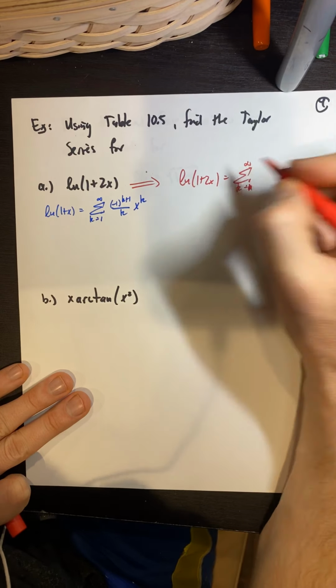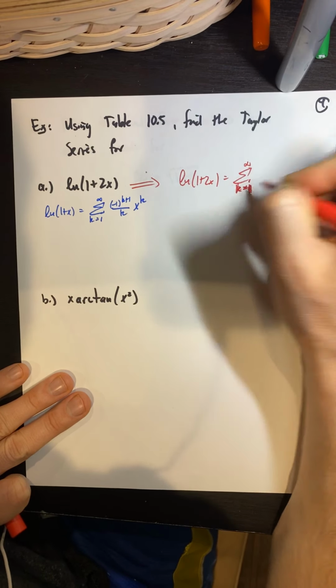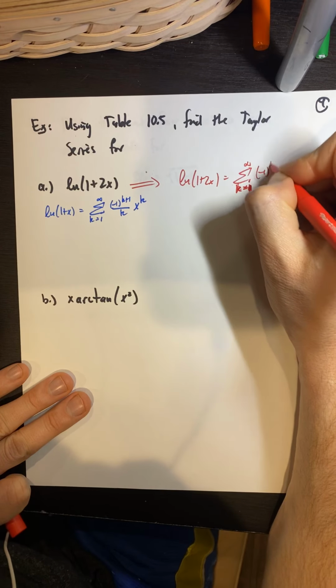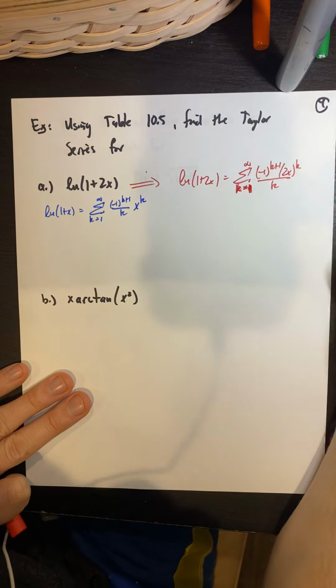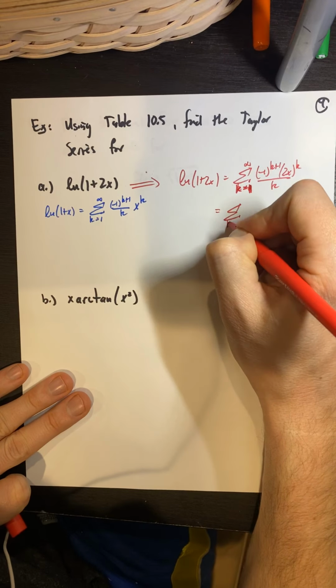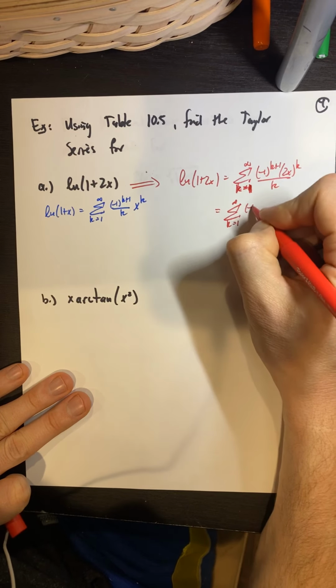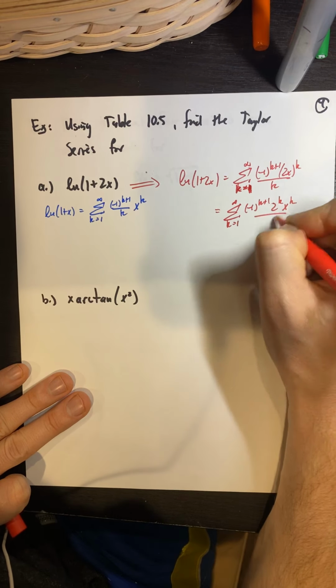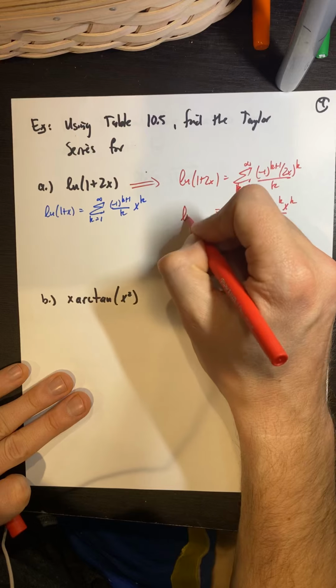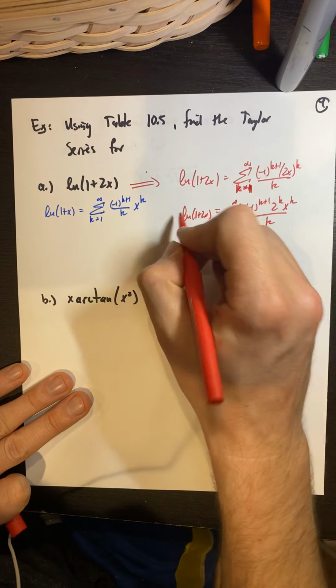So this means ln of 1 plus 2x can be written as the series k equals 1 to infinity. Sorry, k equals 1. A negative 1 to the k plus 1 times 2x to the k all over k. And so reducing this a little bit, I can write this as negative 1 to the k plus 1, 2 to the k, x to the k all over k. So this is my new series for that function.